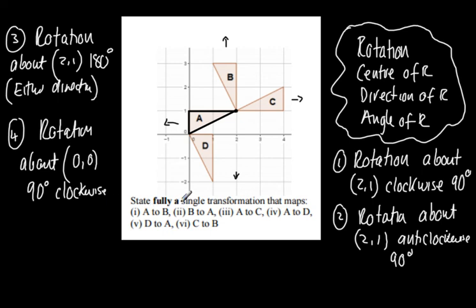So we've done A to D. Well, D to A, again, is just the opposite. It will be anti-clockwise 90 degrees about this point. C to B. Well, C to B is going to be 2,1 rotated 90 degrees anti-clockwise. So there we go. They're rotations. You need your 4 things. You need to state rotation, you need the centre of rotation or point of rotation, the direction of rotation, clockwise or anti-clockwise, and the angle of rotation. As stated, they're either 90, 180, 270.